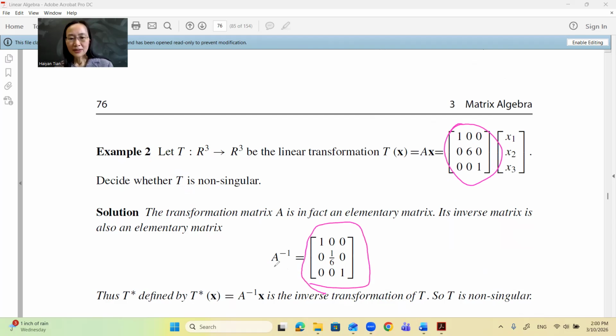You can check. A times A inverse is identity. Or A inverse times A. They're both identities. So then we know this A is invertible, and the T has an inverse transformation, T star, which is defined by this A inverse, right?